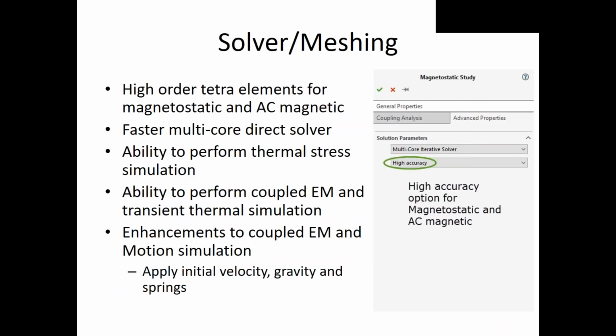Now let us move on to the solver and meshing area. We made some significant enhancements in EMS 2017. One of the first things is the ability to do high accuracy; we have implemented high order tetrahedral elements for magnetostatic and AC magnetic simulation. And we have some new algorithms for multi-core direct solvers that improve the speed of solving immensely. This new algorithm is now the default multi-core direct solver.